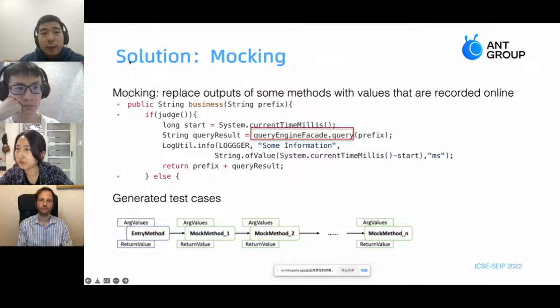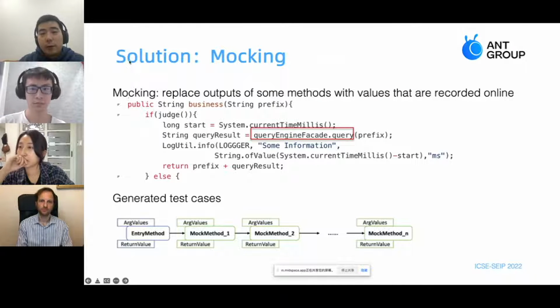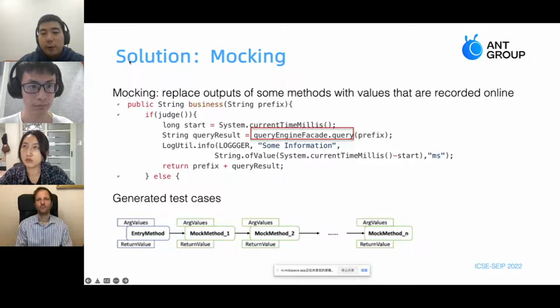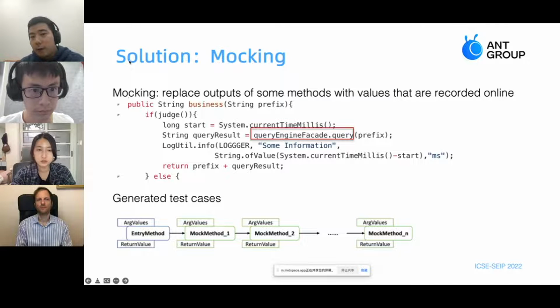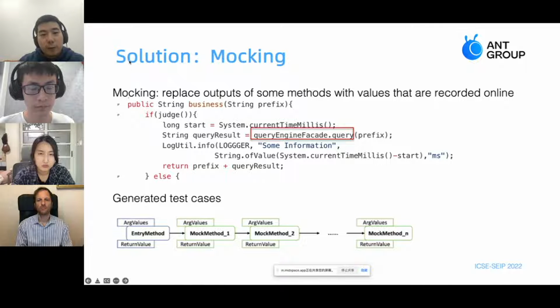So the solution to this is mocking. You not only record the input and output of the online microservices, but also of some functions, like this remote procedure call. You also record the input and output of it, and then in the offline environment you mock this function with the recorded input and output.